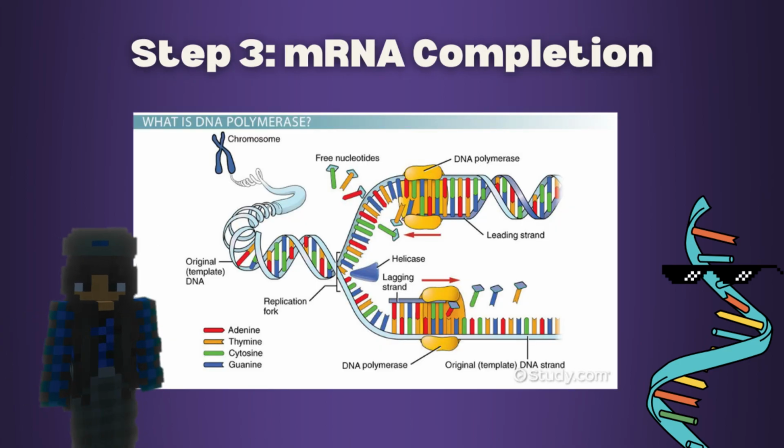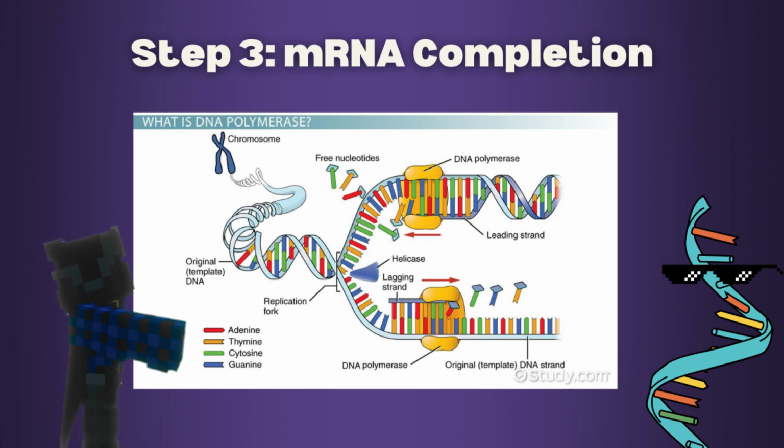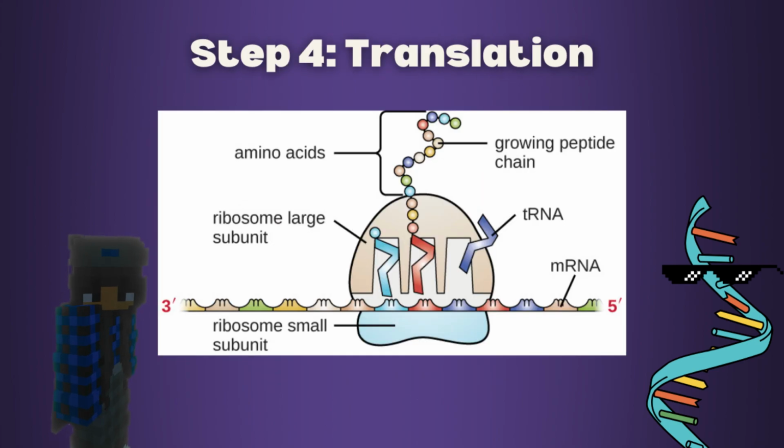Step 3. mRNA completion. Once the RNA polymerase reaches the end of the gene, it detaches, and the mRNA strand is released. This mRNA is the blueprint that will be used to make proteins in the next step, translation. Step 4. RNA translation. This process occurs in the cytoplasm, where the mRNA interacts with ribosomes to create proteins.